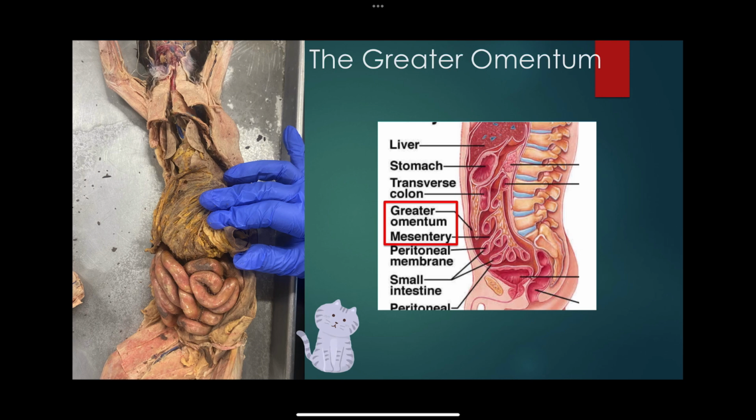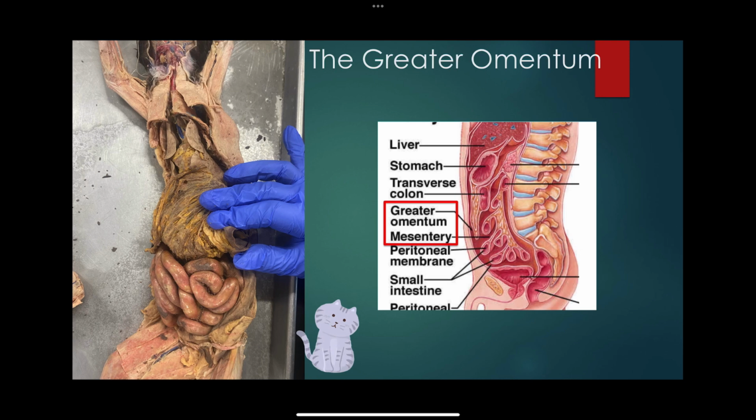The greater omentum is a large fatty membrane that cushions and also insulates all of the abdominal organs, for example, the stomach, the intestines, the liver, and also the large intestine. This greater omentum is a sort of apron that falls on top of the abdominal organs.